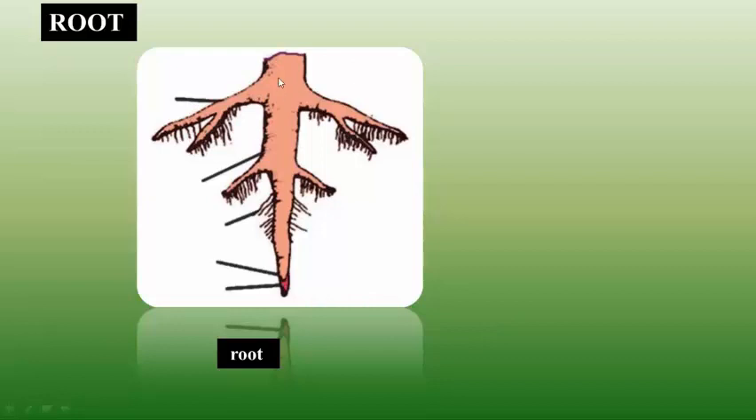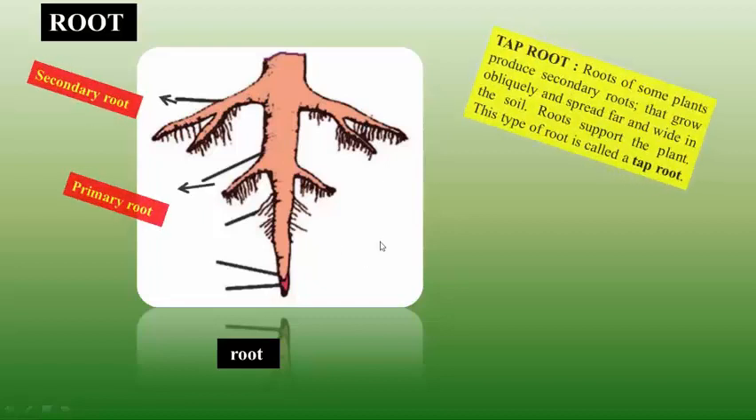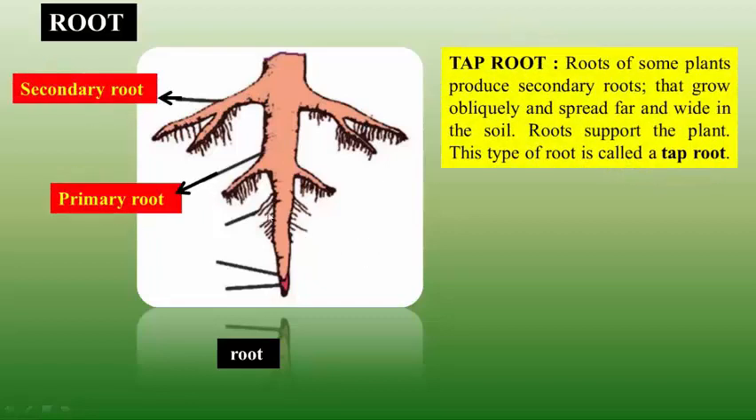In this picture, this is a picture of roots. These roots have various subroots. This is called as secondary roots. See this picture. This is the primary root and these are secondary roots.